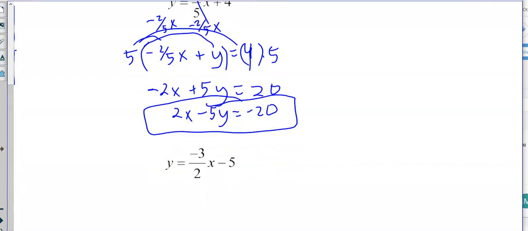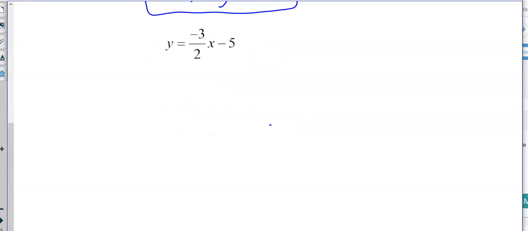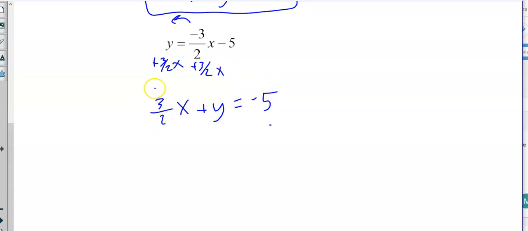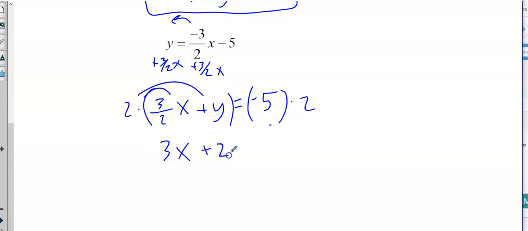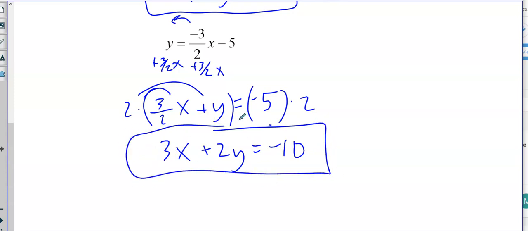So stop the recording and try it with this one and see how you do. I'm going to help you though, and I'm going to do it. You're going to get that over to the other side by adding 3/2 x to both sides. So you get 3/2 x + y = -5. I need to get rid of that denominator of 2, so I'm going to multiply both sides by 2. So we get 6/2, which is 3x. Distribute over there, so + 2y = -10. And because a is positive and everything's integers, that is standard form. So a is 3, b is 2, and c is -10.